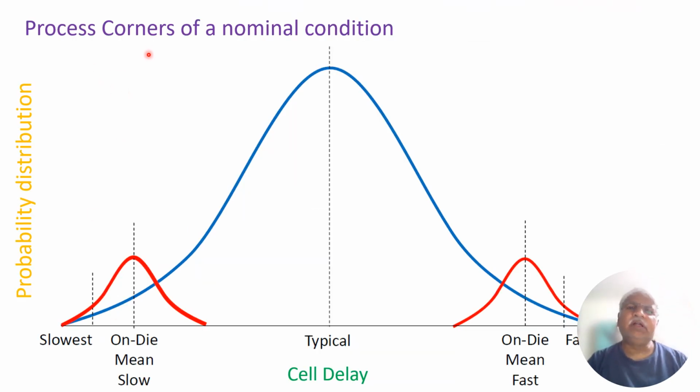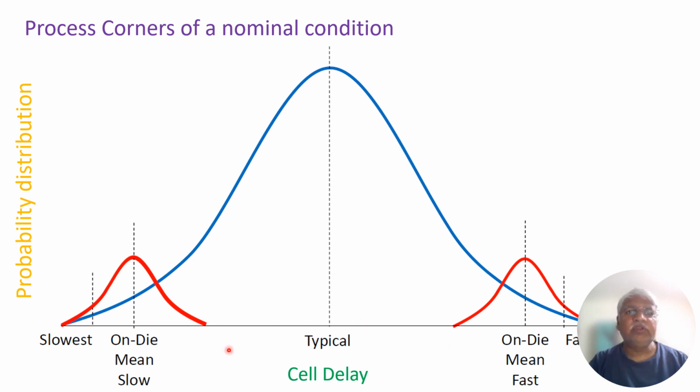Here we will understand the process corners of a nominal condition. Why do I mention nominal conditions? Because this distribution will depend upon the voltage and temperature situation. So here this data is representing the typical. This is the slowest value, and this one is the fastest value.